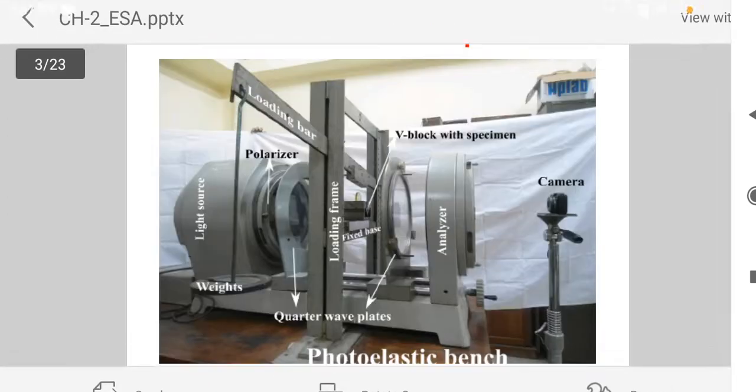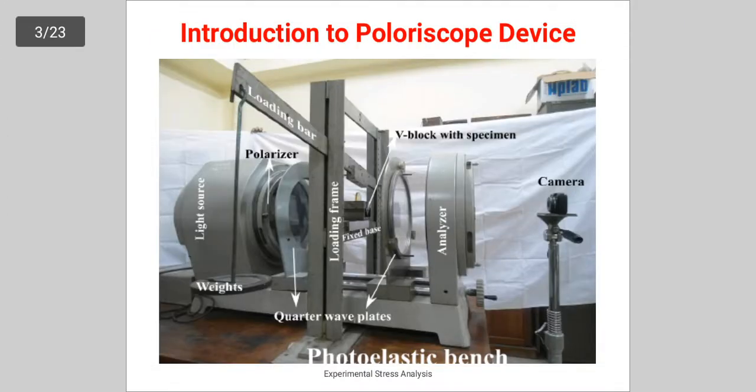So before moving to the actual syllabus, initially we'll take the basic introduction related to the polariscopic device. The figure in front of you represents the basic construction of the polariscopic device. Initially I will explain the construction and working of the polariscope, that is, how this polariscopic device is used for the analysis of stresses, or how this device is used in the concept of photoelasticity.